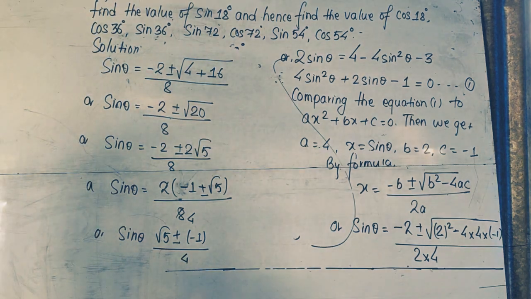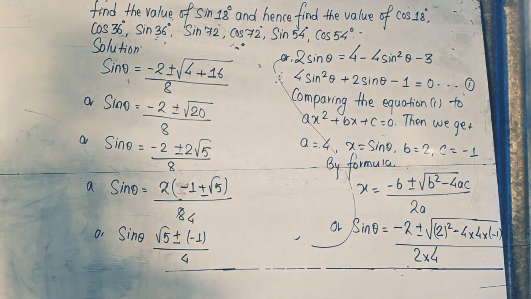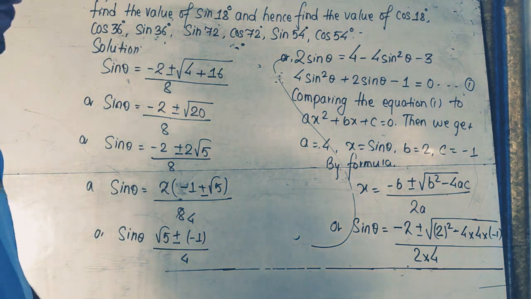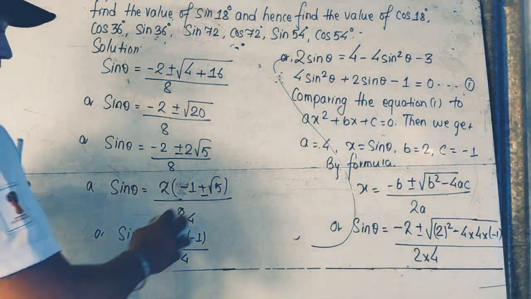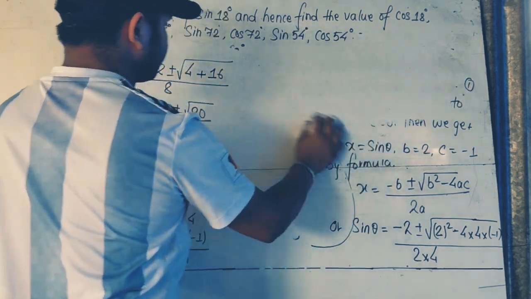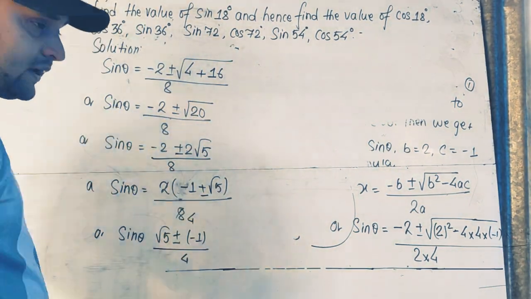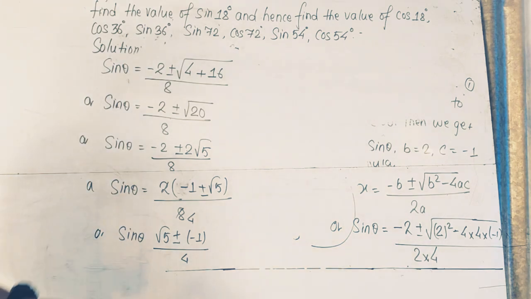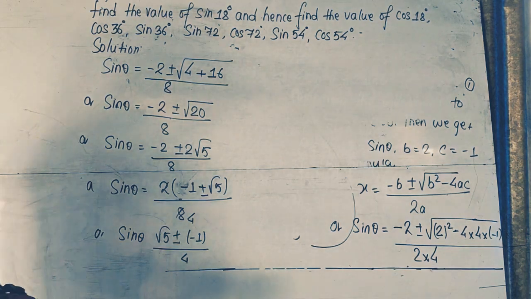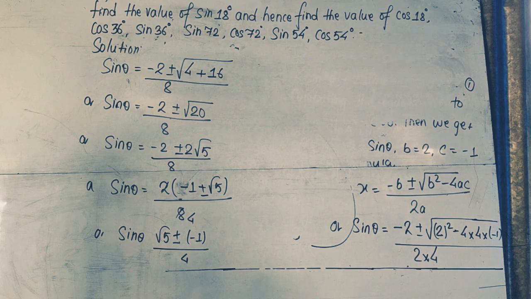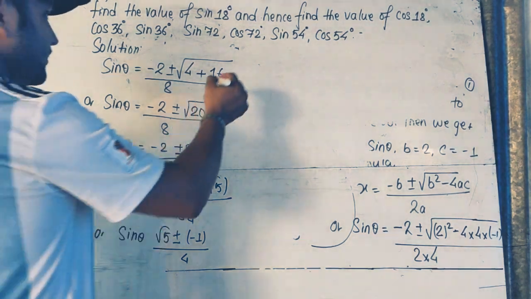Now what we need to know is that since we are going to get sine 18 degree, which lies in the first quadrant, the value of sine in the first quadrant will be positive, so we'll take only the positive sign here. Why are we taking the positive sign? The reason is we are going to find the value of sine 18 degree, and 18 degree lies in the first quadrant, so sine is positive. So we can mention a reason.